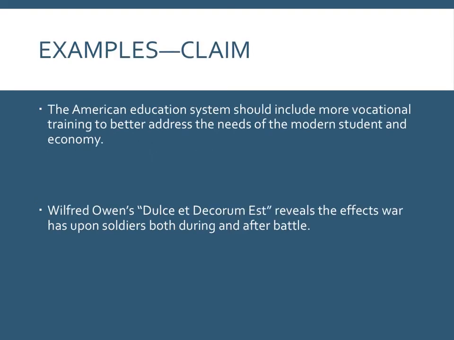Okay, we're going to start our examples with the claims that we used in our earlier work, and I wanted to get those first things so that we could know what we were doing with our hooks. So we've already started working with 2 essays. Our persuasive piece is the American education system should include more vocational training to better address the needs of the modern student and economy. Our expository claim is Wilfred Owen's Dulce et decorum est, reveals the effects war has upon soldiers, both during and after battle. So we'll be working with examples for hooks with those 2 essays in mind.